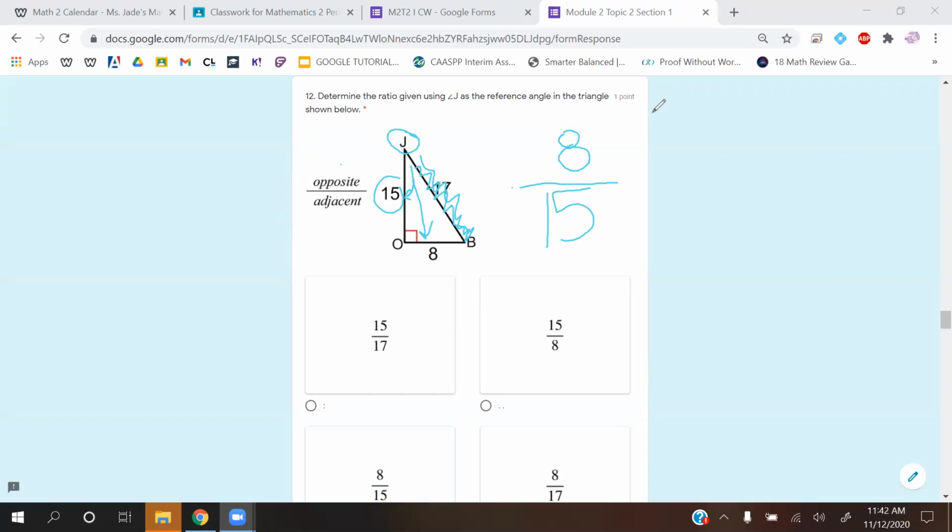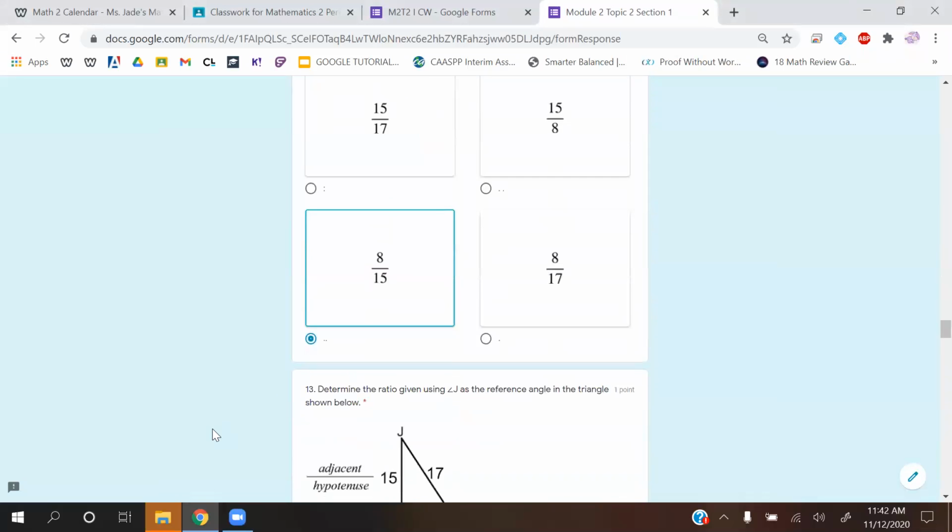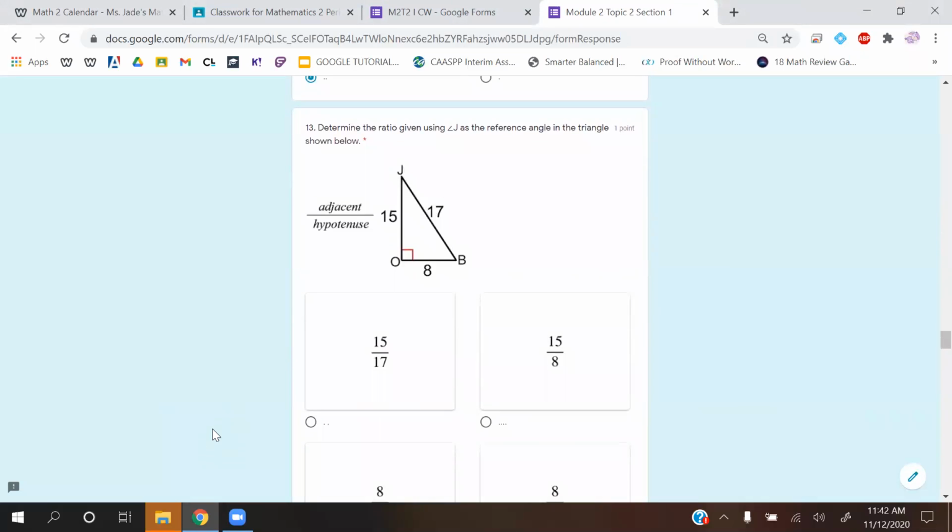So 8 over 15, so that's this one over here. 8 over 15 for number 12. Okay, I'm going to clear all drawings now. So we said 8 over 15. All right, let's go to number 13.